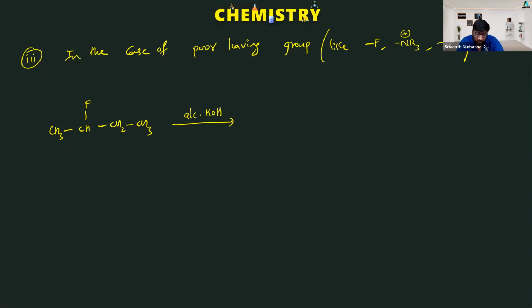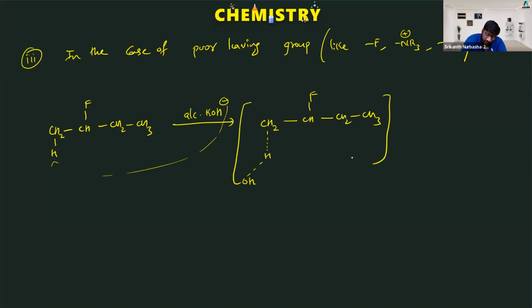Alcoholic KOH will try to pick up the proton. Two cases are possible. But now look at the transition state, and I am explaining the transition state for the most stable one. CH3 can be written as CH2H. The alcoholic KOH tries to pick up this proton, so you get CH2, H, and OH, and you have CHF, and you have CH2CH3. So this is nothing but your TS. TS means transient state. Understand the difference carefully.